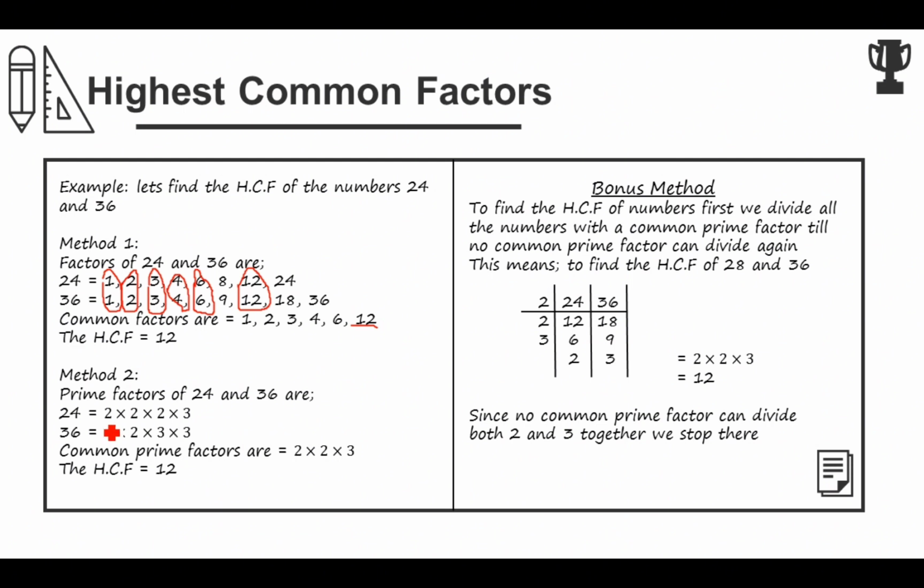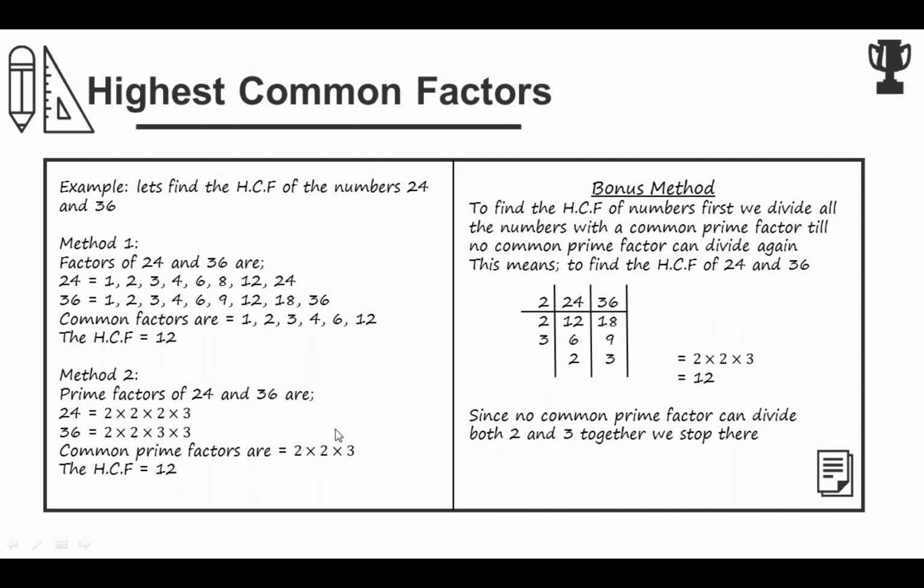Now we select all common prime factors. We have 2 and 2 here. We have 2 and 2 here again. And now we have 3 and 3. Now our common prime factors are 2 times 2 times 3. Now we multiply them together. 2 times 2 will give us 4. 4 times 3 will give us 12. And we have our answer.